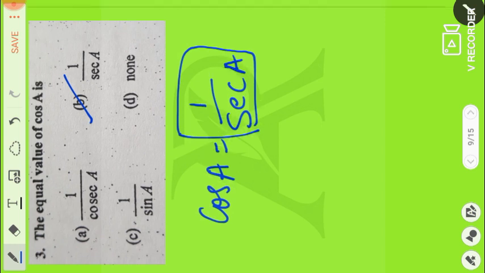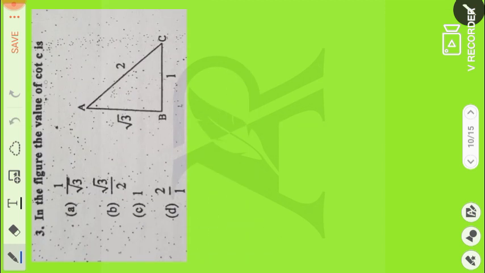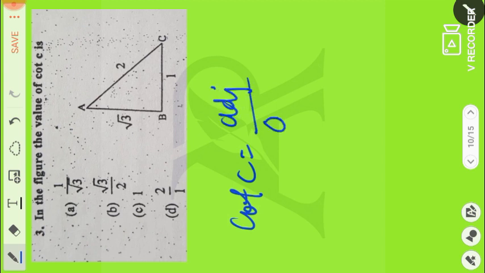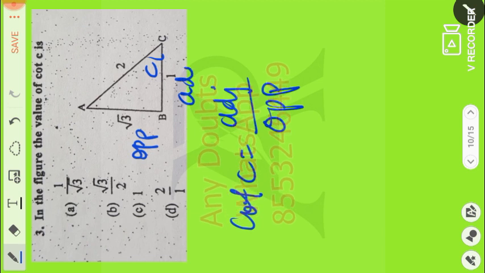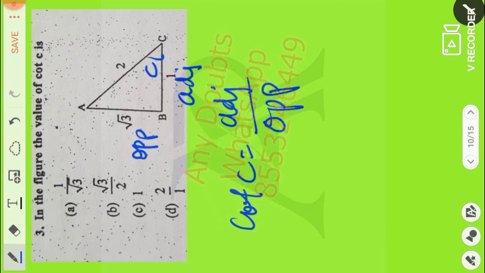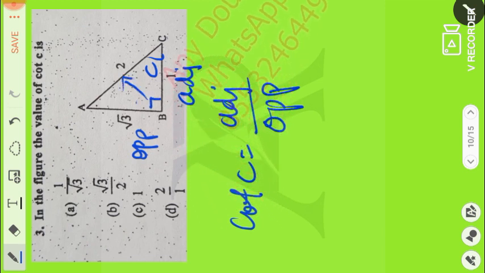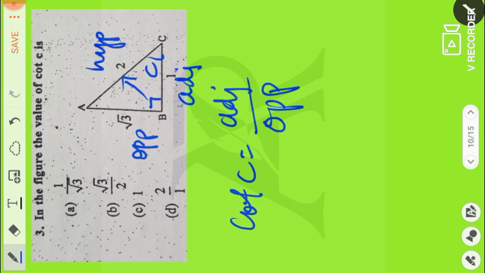Let us see the next question. In the figure, the value of cot C is. We need to find the value of cot C. By the trigonometric ratios, we can write cot C is equal to adjacent by opposite. In this, the angle C is this one. Side opposite to angle C is this one, and this will become the adjacent side of angle C, and the side opposite to 90 degrees will become the hypotenuse.